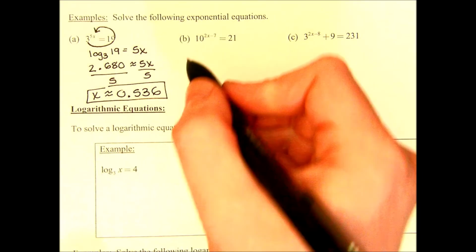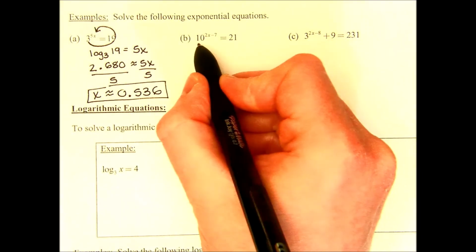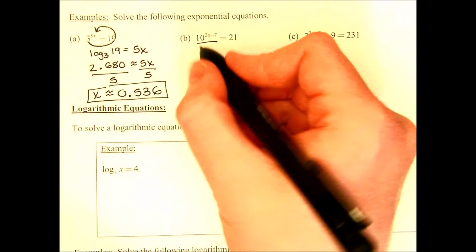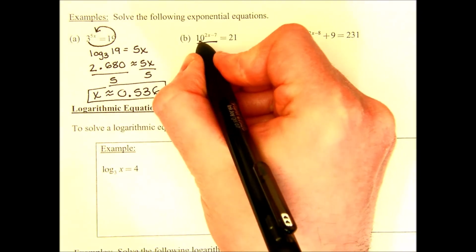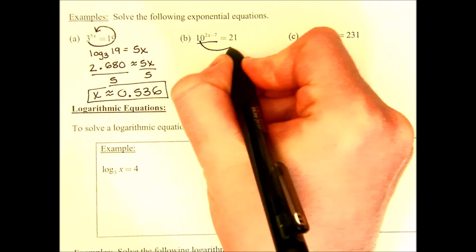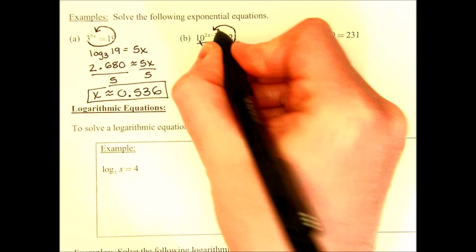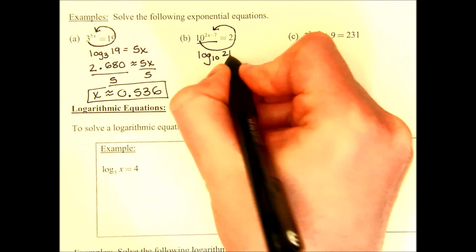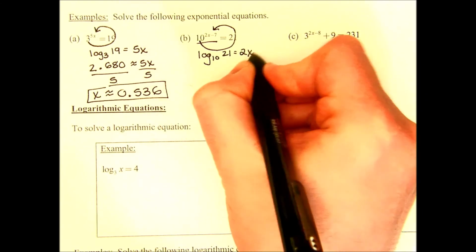In the next problem, I already have the exponential piece by itself, so I'm going to go and convert it to log form. I'm going to say log base 10 of 21 equals 2x minus 7.